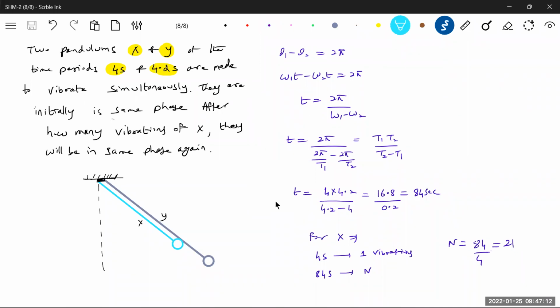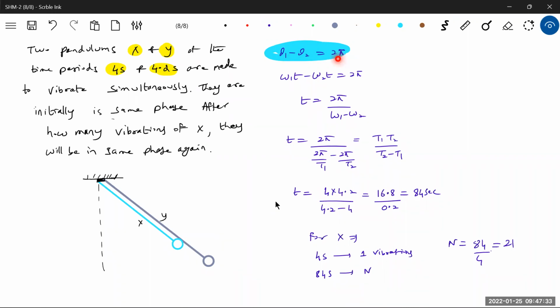Why should we think in this way? See, initially, what was the phase? Zero. After some time, the phase angle should become 2 pi, no? So why can't you write 4 pi? Yes, we can write 4 pi, we can write 6 pi.